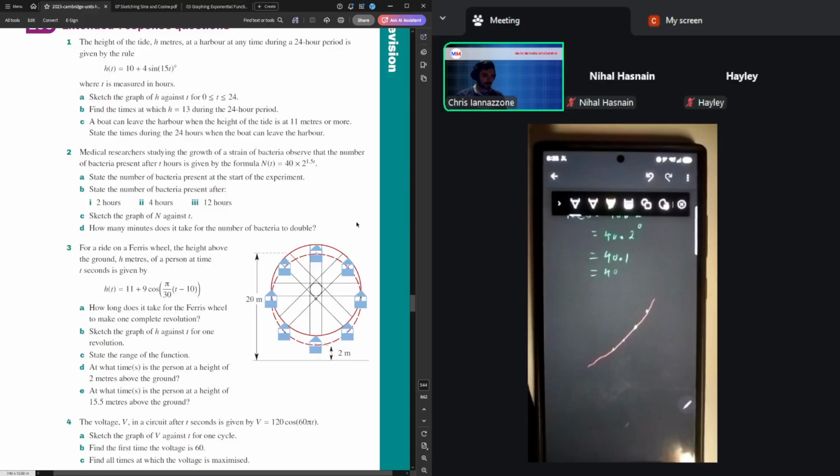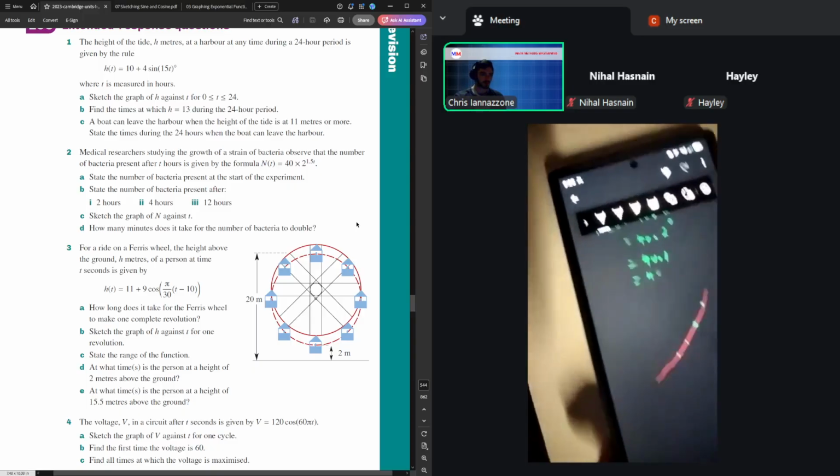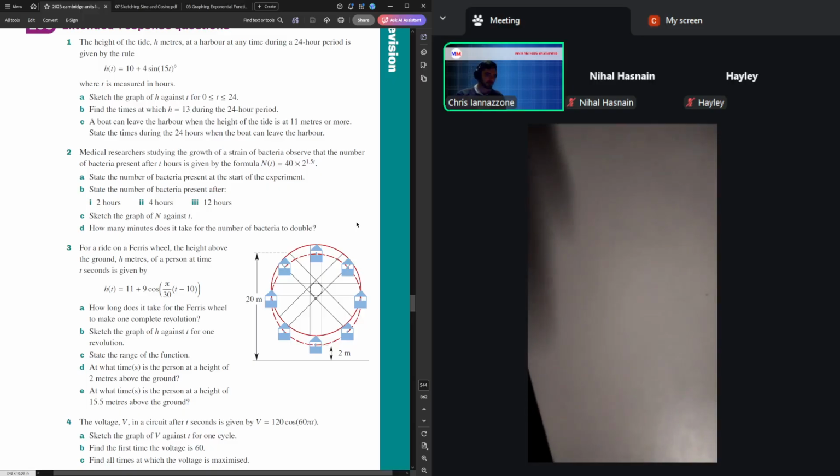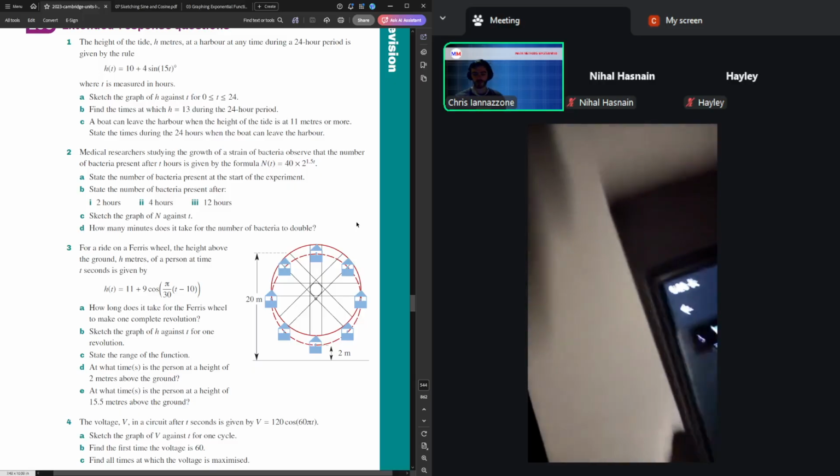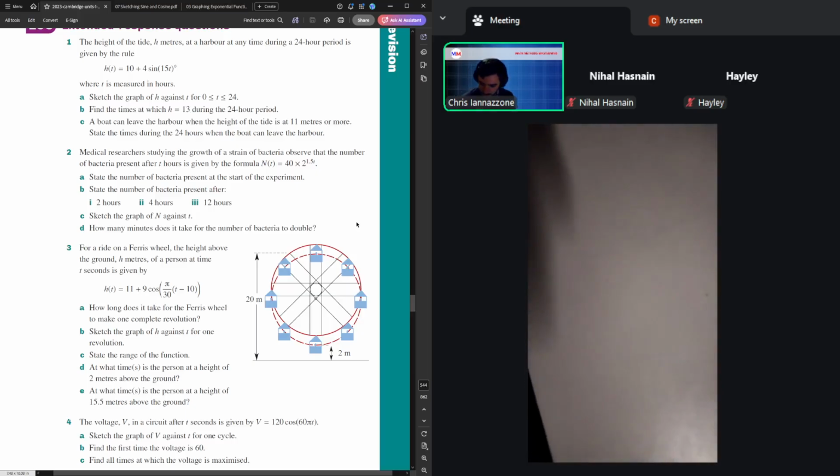Okay, cool. Next up, part D. How many minutes does it take for the number of bacteria to double? Pay very close attention to the wording on this one here. It's a time value, yes, but it's minutes. So far, the t values that we're working with have been hours. So it's not just asking us for what t does our bacteria double, it's then going to require us to convert to minutes.